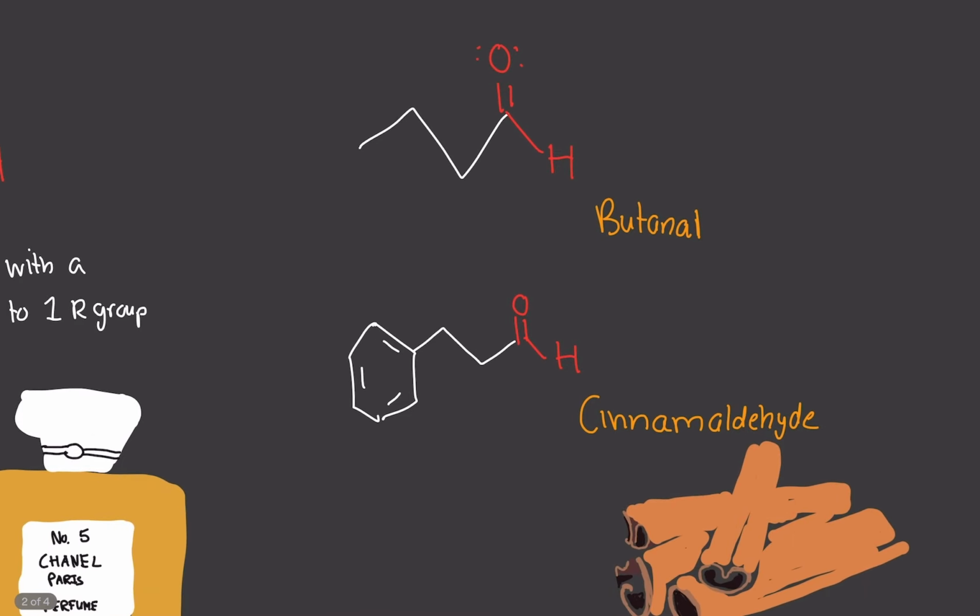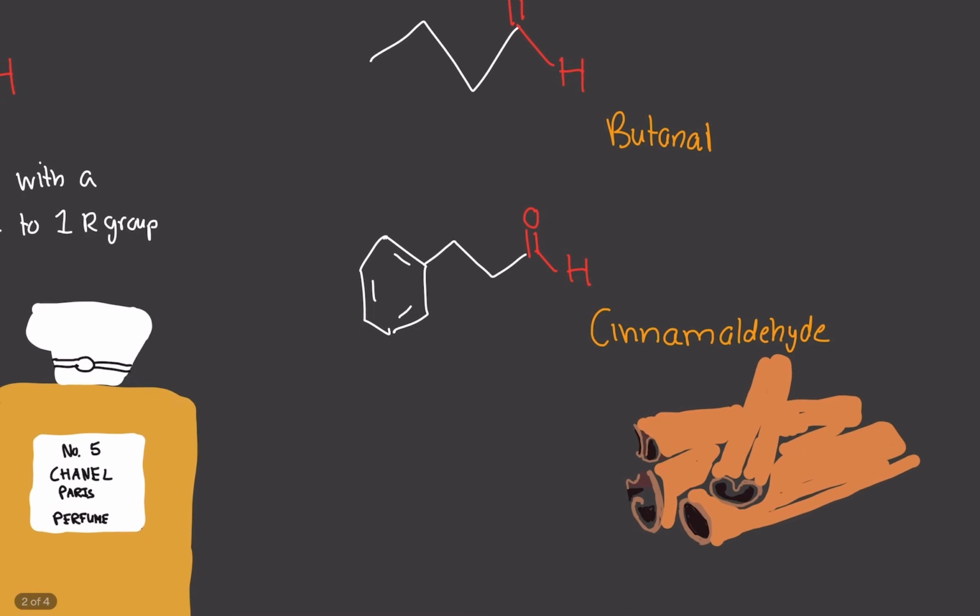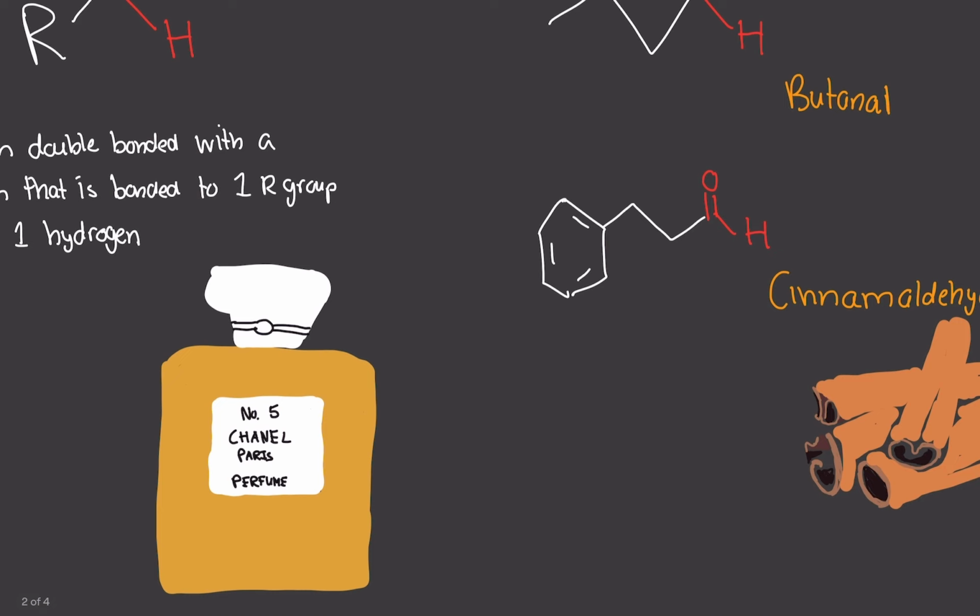More interestingly is cinnamon aldehyde. Cinnamon aldehyde, just as the name suggests, is basically cinnamon. This is found in the bark of a cinnamon tree. This gives cinnamon its color and flavor. Also interestingly is perfume. This perfume in particular, Chanel No. 5 Paris, has cinnamon aldehyde in it. It's very common for its color. The cinnamon aldehyde gives it its brownish yellow color.